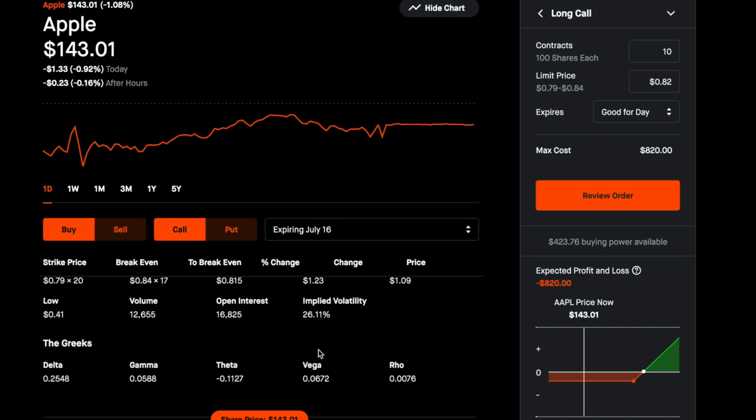So when implied volatility is moving up a point, Vega is also going to start moving. It basically affects the implied volatility. And then rho is what's changing based on the interest rate.